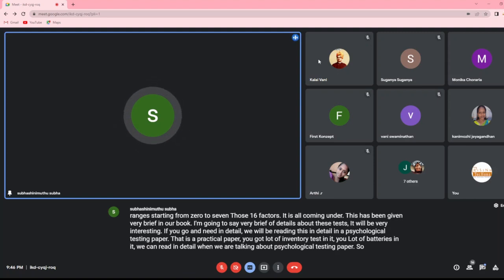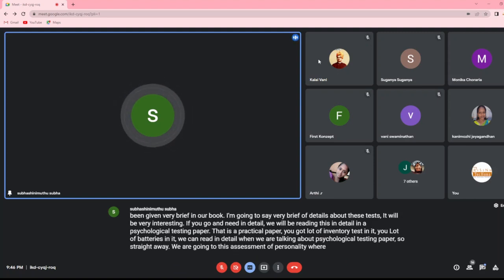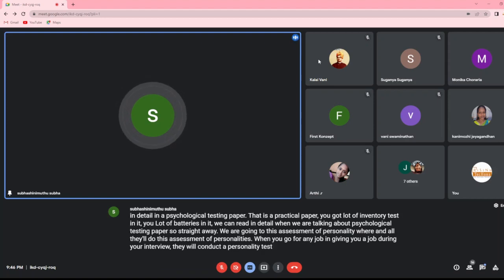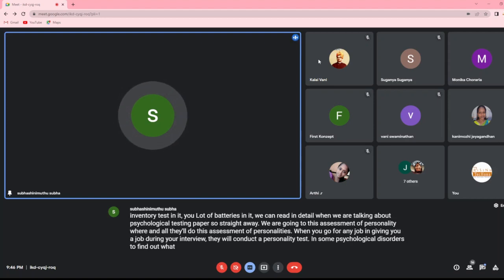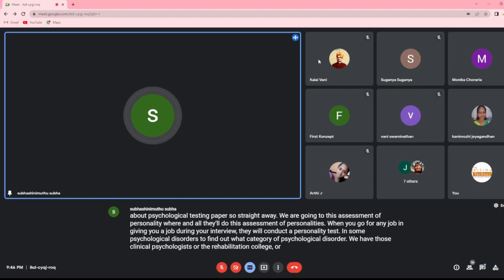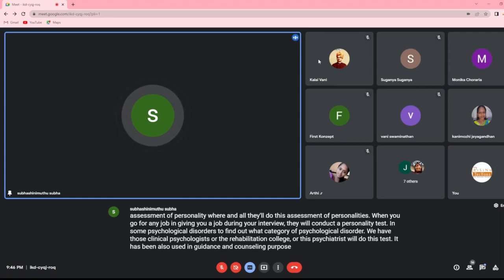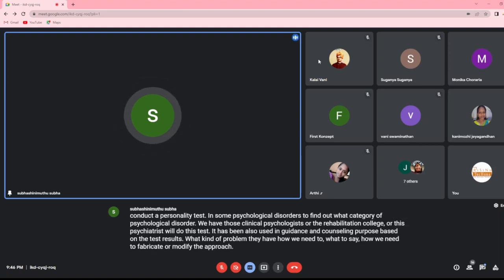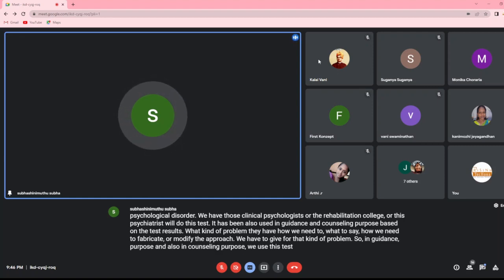So straight away we are going to the assessment of personality. Where do they do this assessment of personality? When you go for any job, during your interview, they will conduct a personality test. In some psychological disorders, to find out what category of disorder we have, clinical psychologists or rehabilitation psychologists or the psychiatrist will do this test. It is also used for guidance and counseling purposes. Based on the test results, what kind of problem they have, we need to modify the approach we give for that kind of problem. So in guidance and counseling, we use this test for modifying our way of treatment.